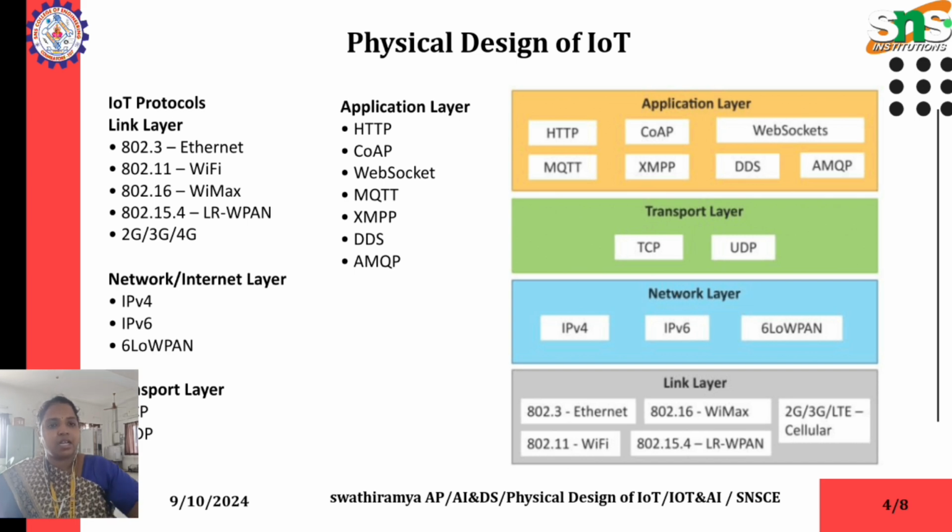Next comes the network layer. The network layer is responsible for addressing the data packets, and it also helps in routing them. We have three protocols for that. For high addressing capability we use IPv6, which can give a large number of addresses for the devices. If you need low power and low data rate communication, you can use the 6LoWPAN protocol. In this video we are going to discuss the transport layer.